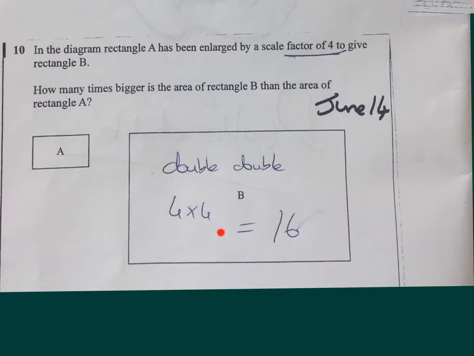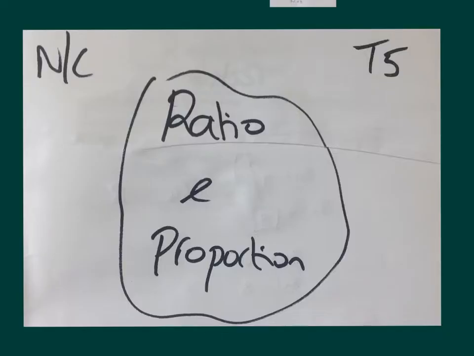So it's 4 fours is 16. It is not 4. It's not 4 twos. It's double-double. 4 times 4 is 16. Look for that question about area. It's always double-double. The next topic here is a topic on ratio and proportion.